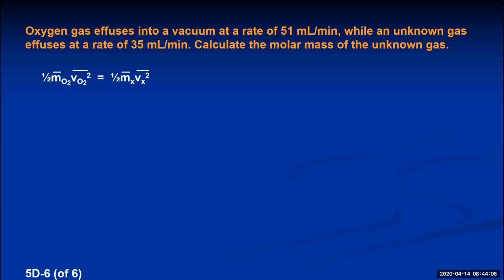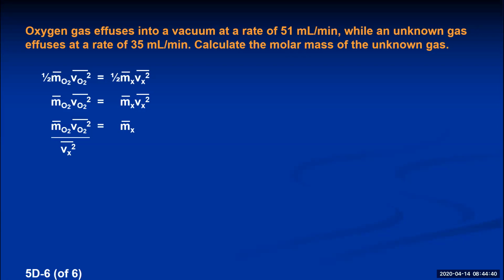So I can say 1/2 multiplied by the molar mass of oxygen gas multiplied by whatever its velocity is squared, and I can use 51 milliliters per minute for that, must equal 1/2 times the molar mass of my unknown gas, which I don't know, multiplied by its velocity squared, which I can use as 35 milliliters per minute. So I cancel out the 1/2, so I get rid of those, and then solve this expression for the molar mass of the unknown gas.